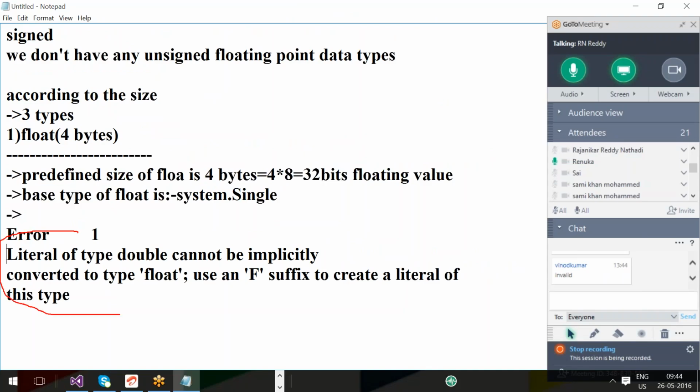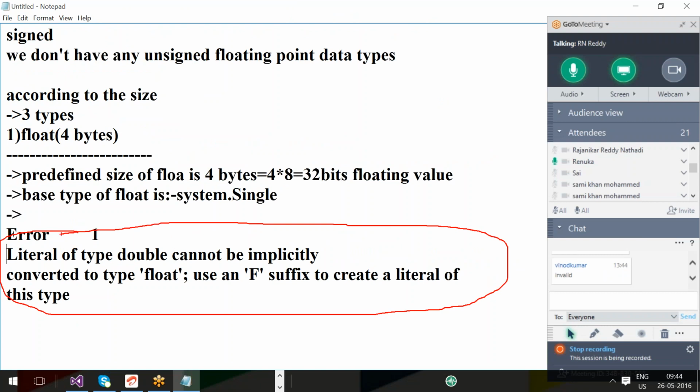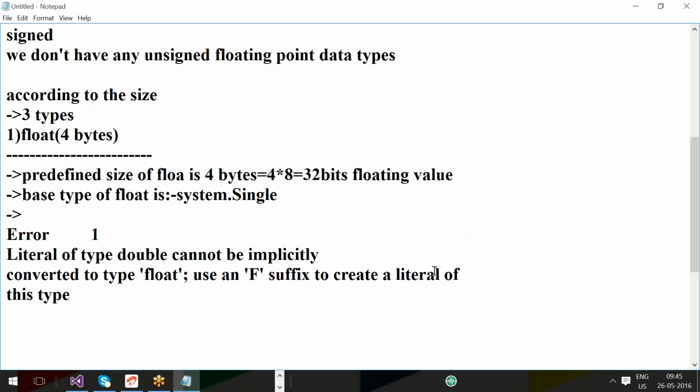Literal of type double cannot be implicitly converted to type float. Use an F suffix to create a literal of this type. What is the meaning of this? Anybody can explain why we are getting this error? No, forget the solution. I'm not asking the solution. I'm asking why you are getting this error. Reason for the error.